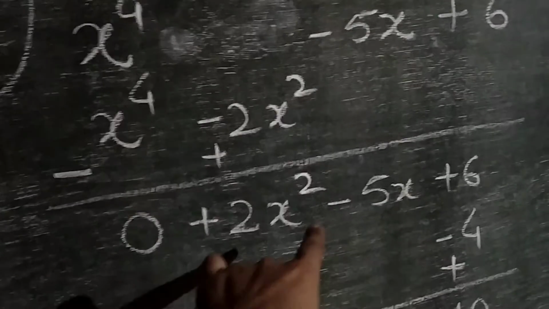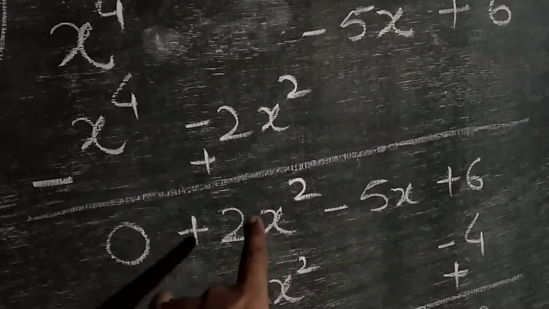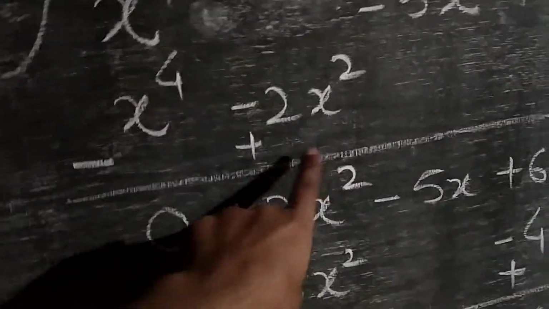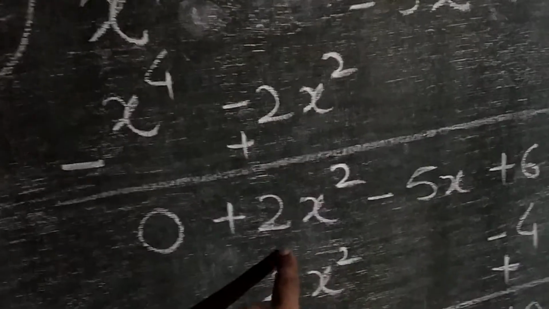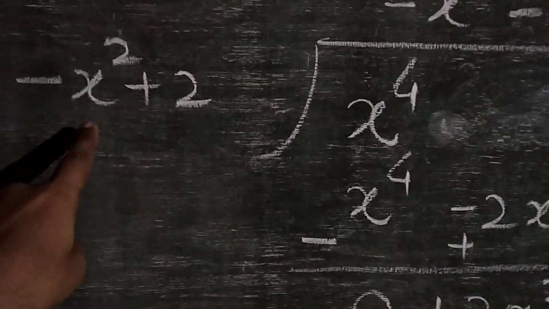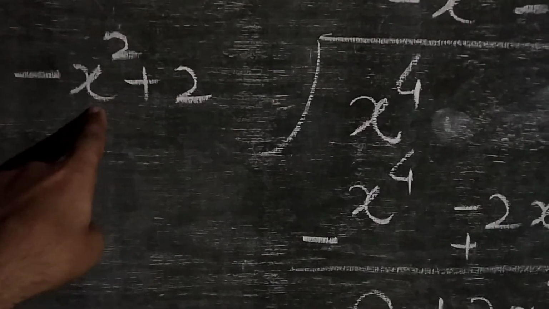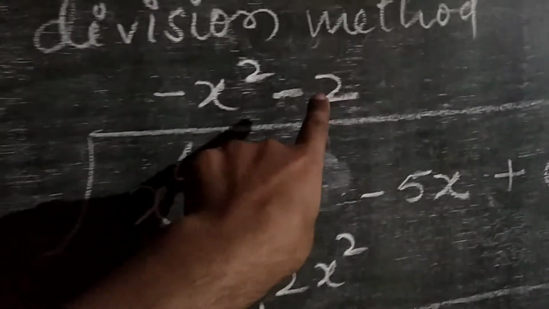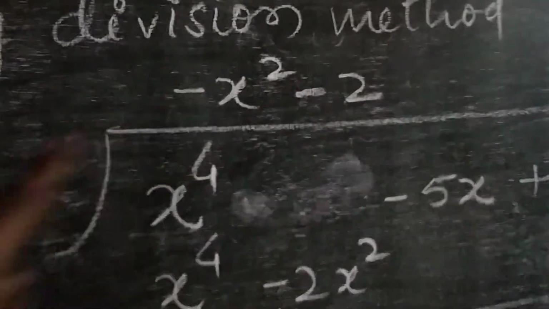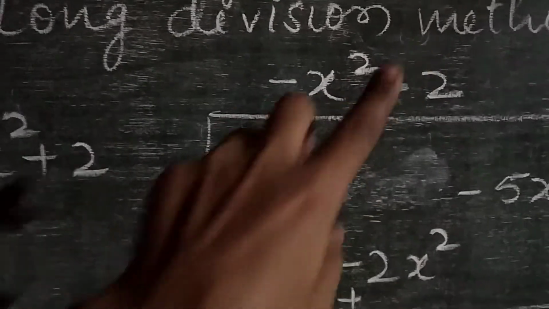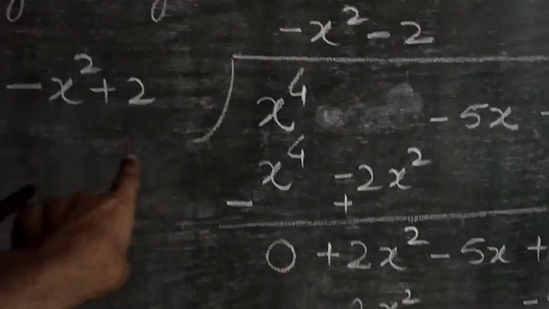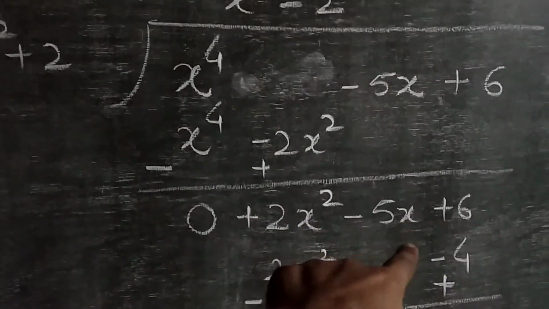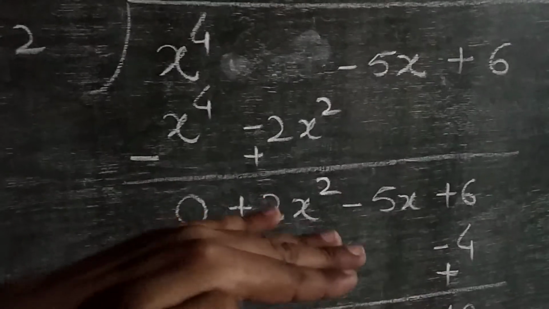Now this remainder will be treated as the new dividend. So we will do the same process as we did in the previous step. We will take the highest term of the new dividend, it is 2x square. We will divide it by the first term or highest term of the divisor, it is minus x square. So 2x square divided by minus x square, what will we get? We will get minus 2. Now we will multiply all the terms of the divisor by minus 2. So minus 2 into minus x square, what will we get? 2x square. Minus 2 into plus 2, we will get minus 4. Now we will change the sign, that is, we will subtract it.